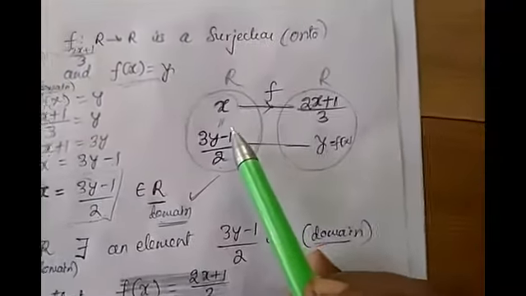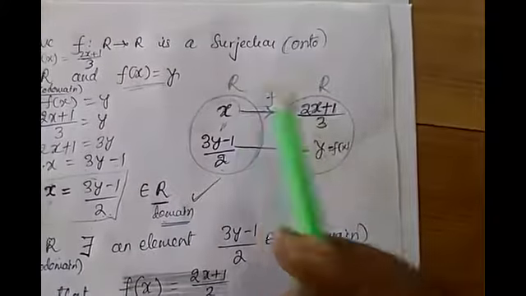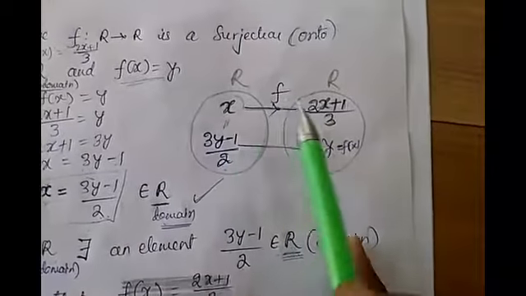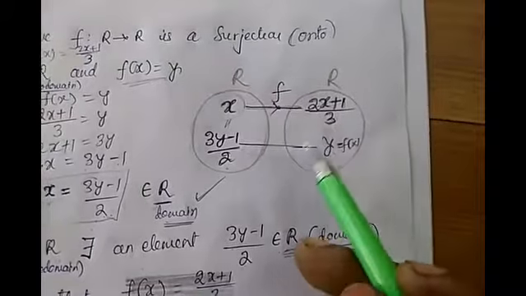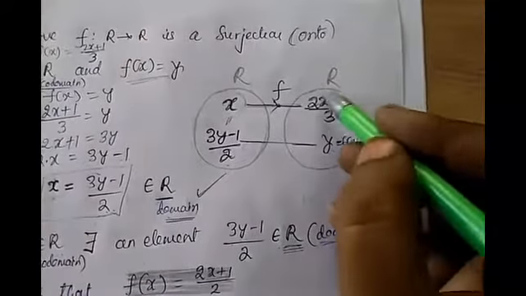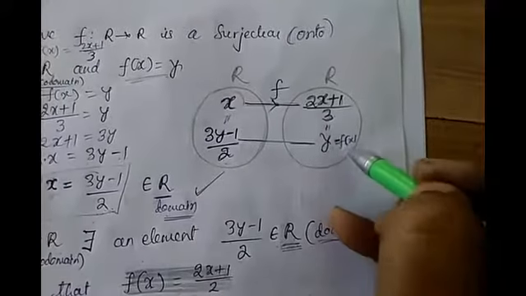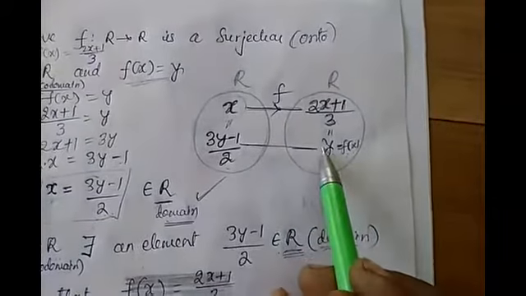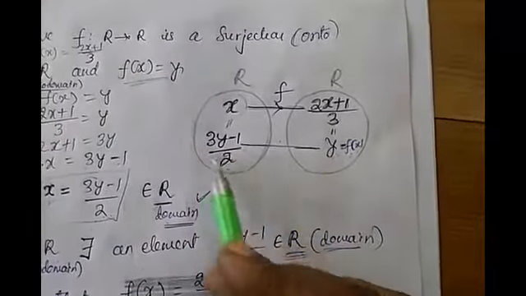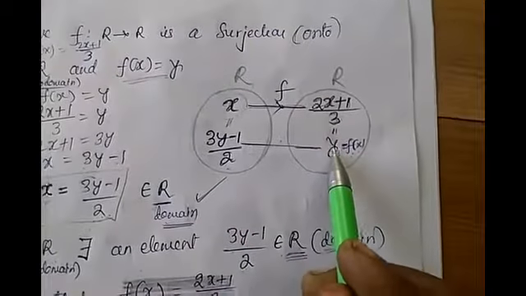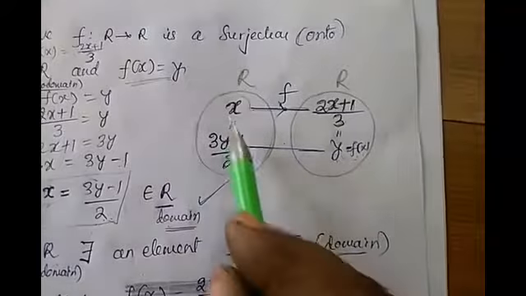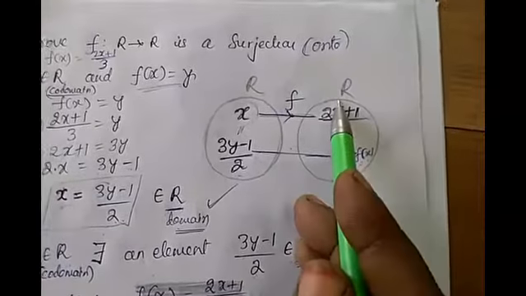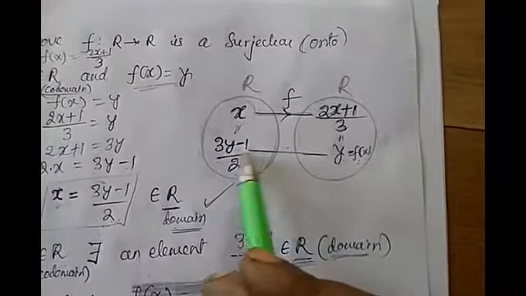Let us observe the pictorial representation of the function. f is a function from R to R. That means given f of x is equal to 2x plus 1 by 3, the image of x is 2x plus 1 by 3. Now, if you take f of x is equal to y, then there should be an element in the domain. For this y value, we should have a value in the domain, that is 3y minus 1 by 2. For any value y in the codomain, there exists an element 3y minus 1 by 2.